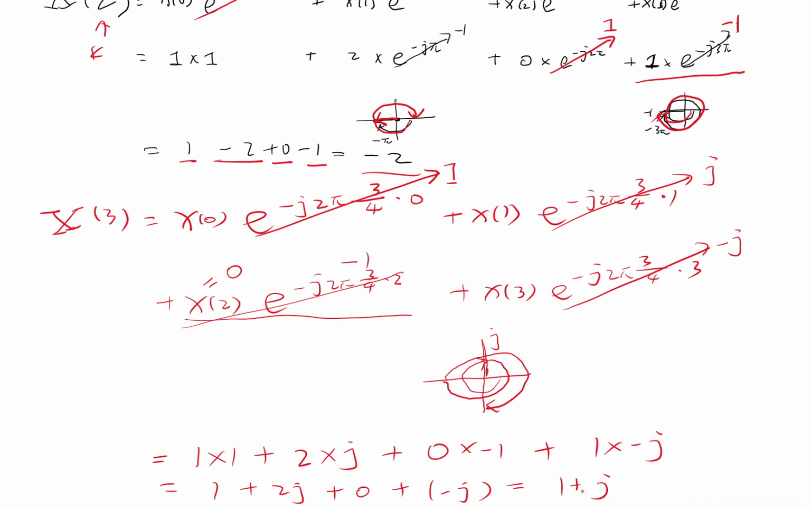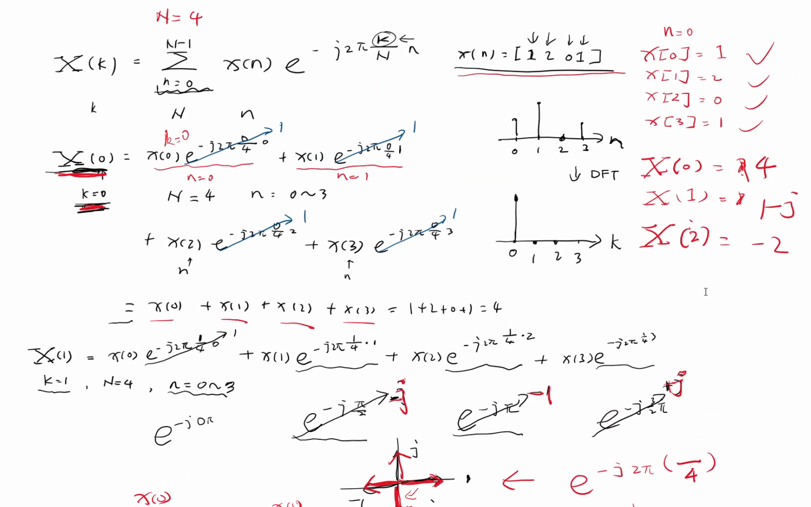2j minus j is a plus. So 1 plus j. Okay, let's come up here. So the last term, number 3, equals 1 plus j. Okay, we are finding a very interesting thing here, which is X1 equals X3 complex conjugate. Okay, let me write down here. So capital X1 equals the complex conjugate of X3. Okay, we're going to prove that in the first question. That's something we want to do.